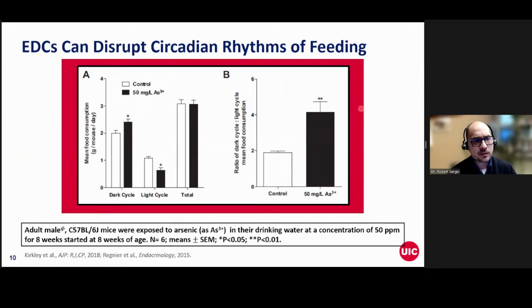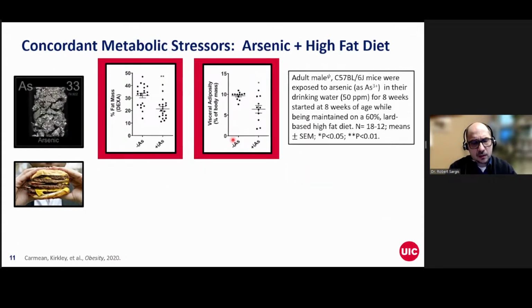And one of the interesting things is when we looked at these mice during metabolic cage analyses, what we saw was a shift in the circadian rhythm of food intake, favoring even more food consumption during the light cycle relative to the dark cycle, despite the fact that total food intake was not changed. So this raised some interesting thoughts about whether this arsenic was actually working centrally, in addition to its peripheral effects on insulin secretion.